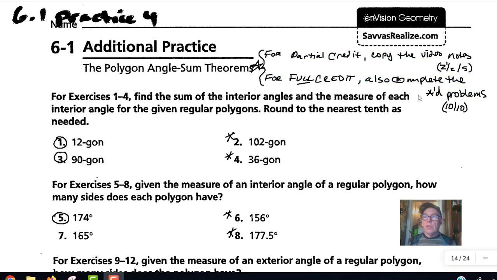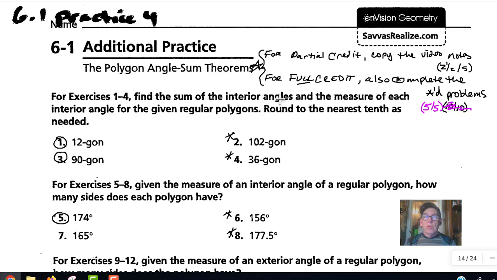If you want full credit, which would be the 10 out of 10, or really 5 out of 5 or 10 out of 10, depending on the value of the sheet, so let's call it 5 out of 5, you also need to do the asterisk mark problems in addition and show all your work. So let's see what we got.